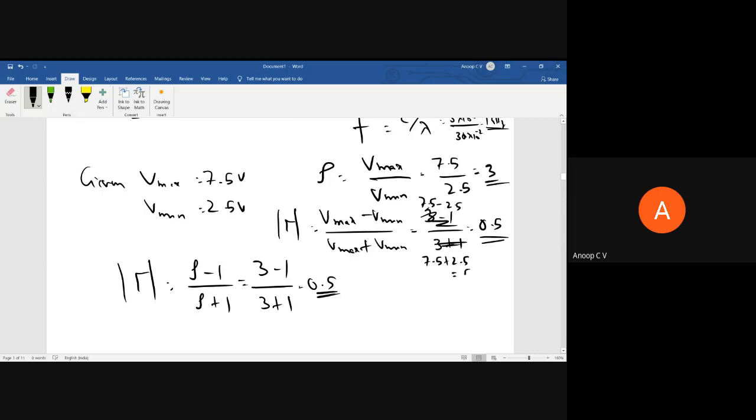This is equal to 5 by 10, that is equal to 0.5. It's correct, right, Savan? Sorry, I wrote 3 and 1. It's correct. Either way you can do, it's not a problem.